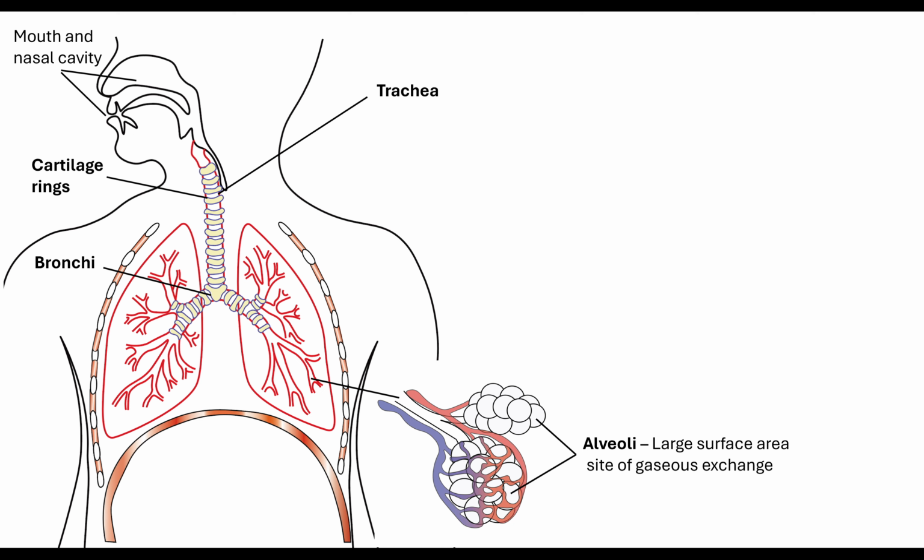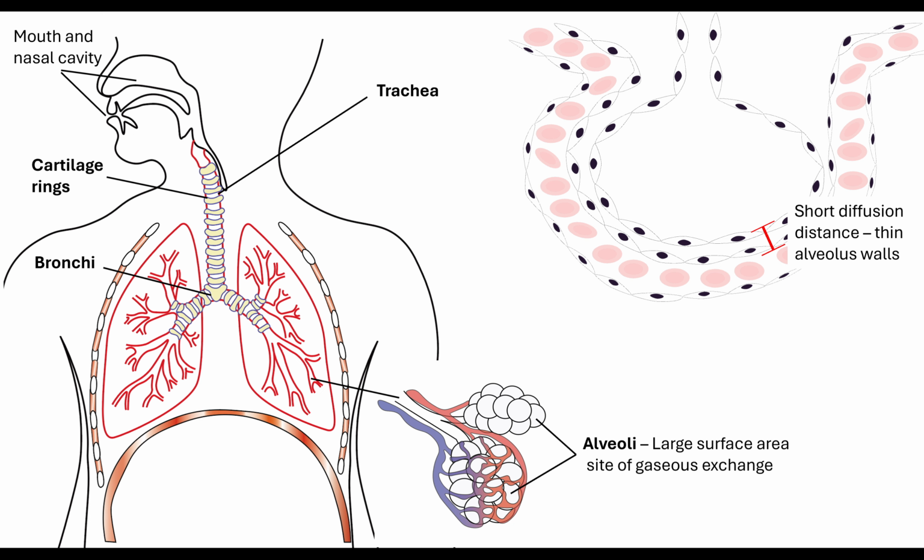So if we look at an alveolus, what we can see is that it is very small and very thin, and therefore there is a short diffusion distance. We have a thin alveolus wall, meaning that diffusion, the transfer of a molecule from an area of high concentration to an area of low concentration, that diffusion distance is very short. Now, gases are going to be exchanged here. That's why it's called the site of gaseous exchange.